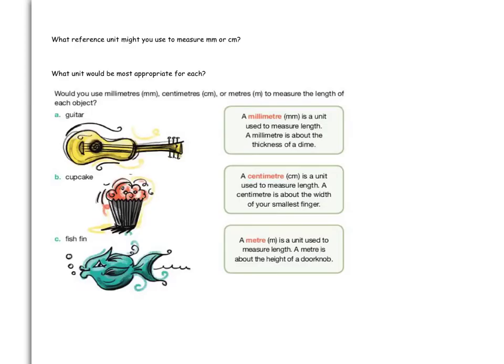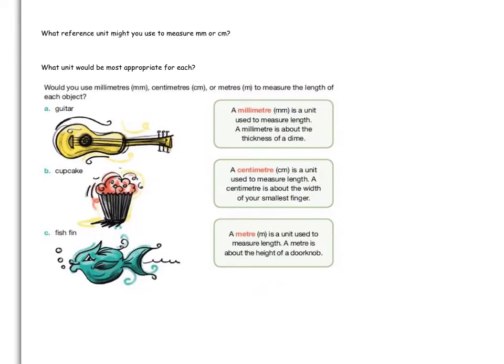Now we're going to talk a little bit about reference units. What reference unit might you use to measure in millimeters or centimeters? And a referent, again, remember, is those things that we would use to estimate. So again, for a millimeter, a good referent is the edge of a dime. For a centimeter, the good referent is the width of your finger.